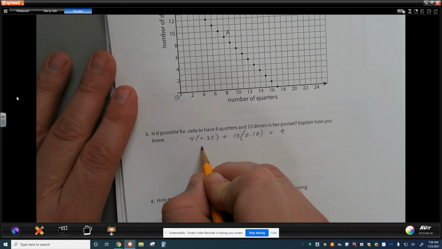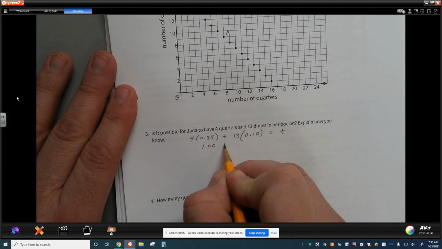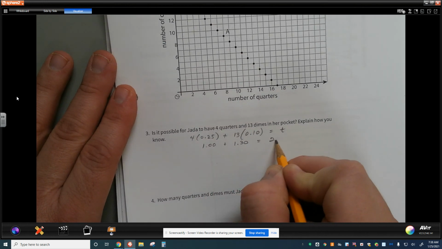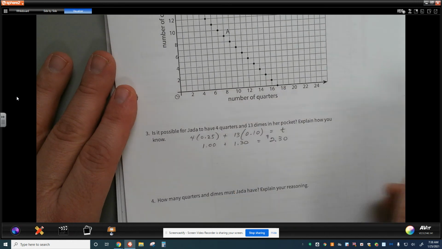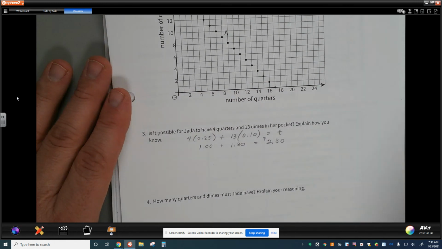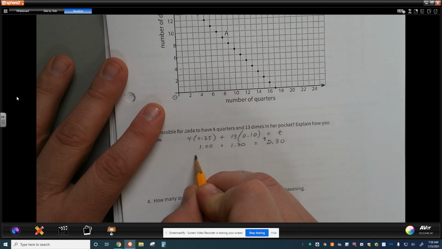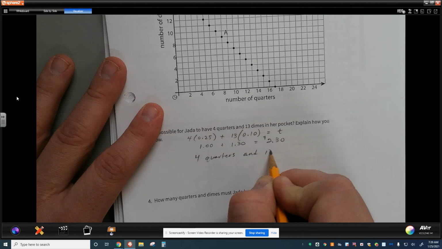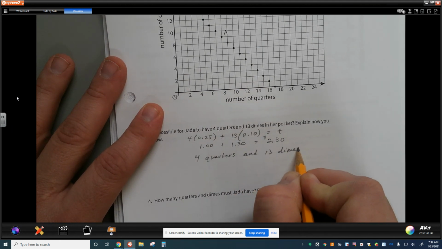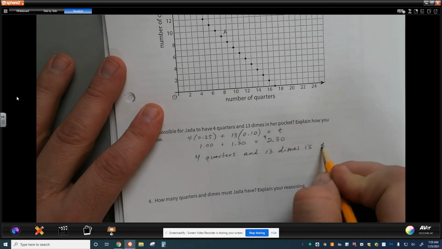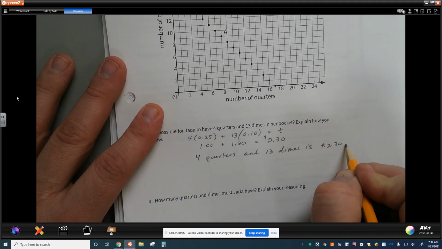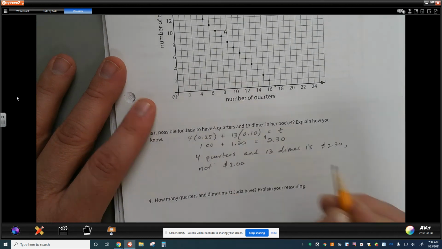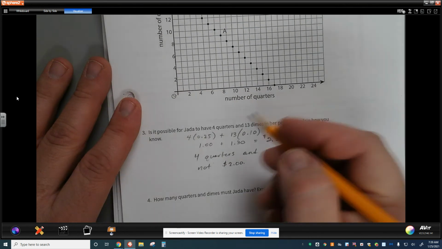When we look at that, 4 quarters is $1 plus 13 dimes is $1.30 for a total of $2.30, which is too much money. So we know right now this total, 4 quarters and 13 dimes, is $2.30, not $2. This is not the right combination. So we would say no.